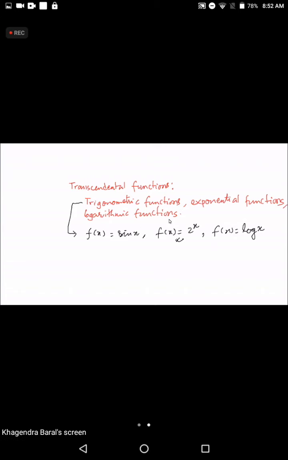Now, the introduction part of trigonometric functions. We know that trigonometric functions are periodic functions. It means their values repeat at regular intervals. Regular interval values repeat, so these functions are periodic functions. Trigonometric functions are periodic functions.